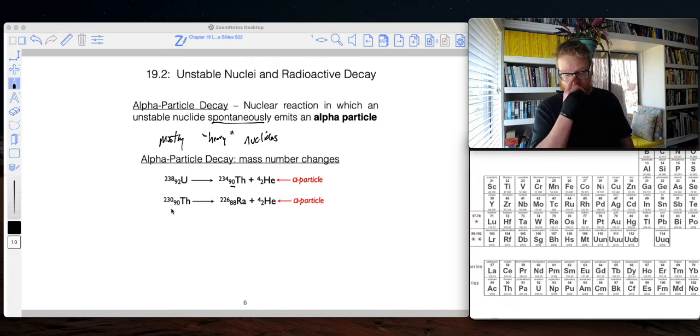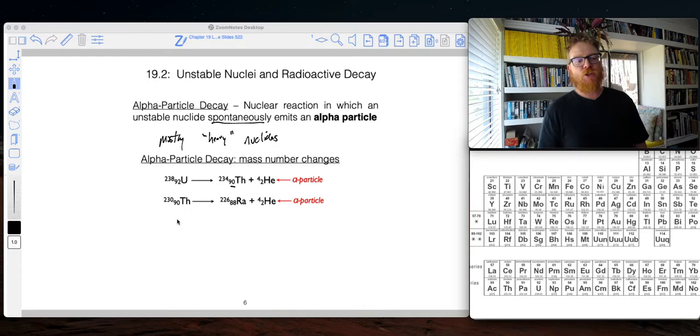Okay, so here's another example. Thorium-230 also undergoes alpha particle decay. I'm not going to make you memorize which one does what, but you should have a general idea that this is exhibited in the heavy nuclei. Okay, so thorium is definitely a heavy nuclei and has way more neutrons than protons. So you can see its mass number is going to change by 4, right? So 230 minus 4 gives me 226. Also, its atomic number is going to change by 2. So 90 minus 2 gives me 88.